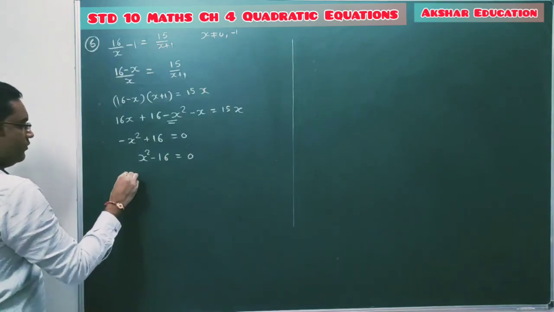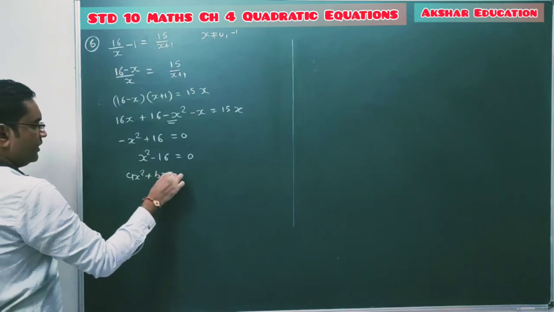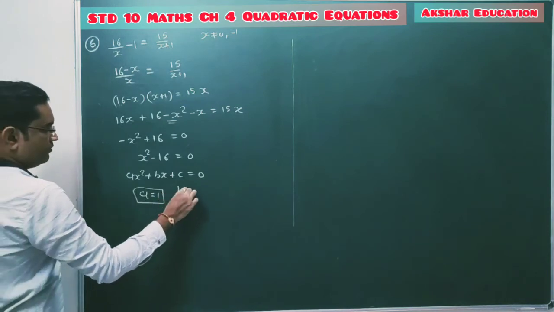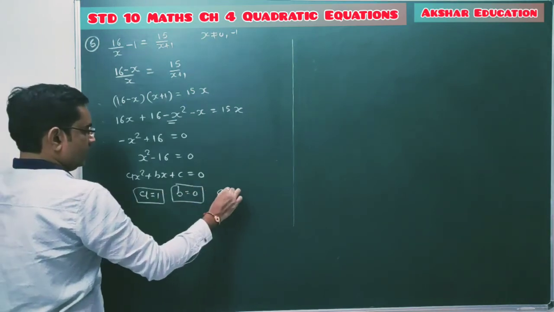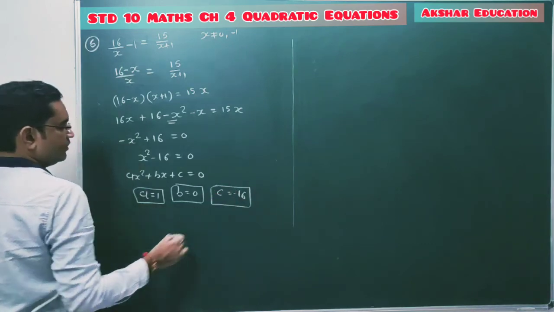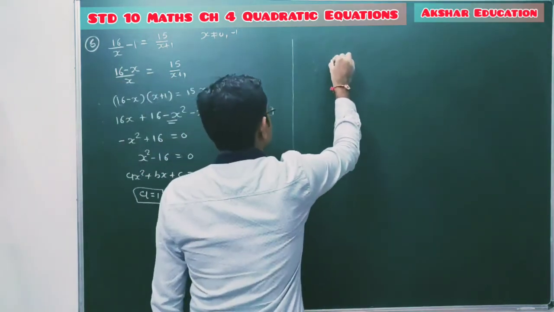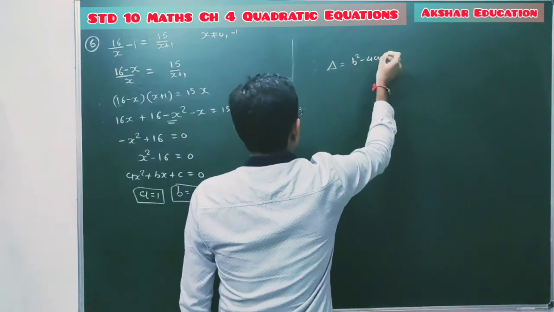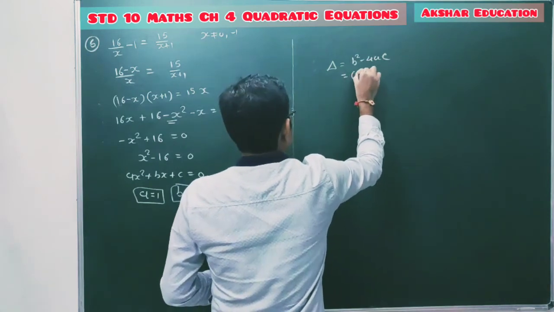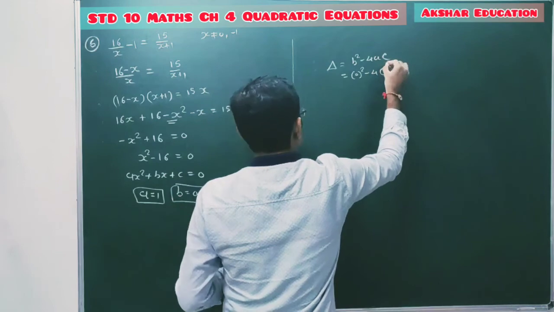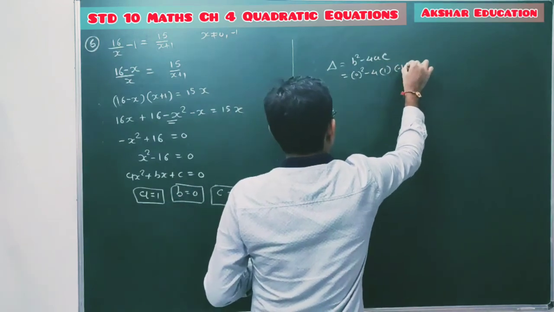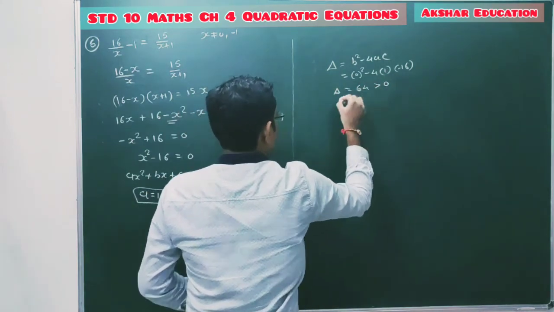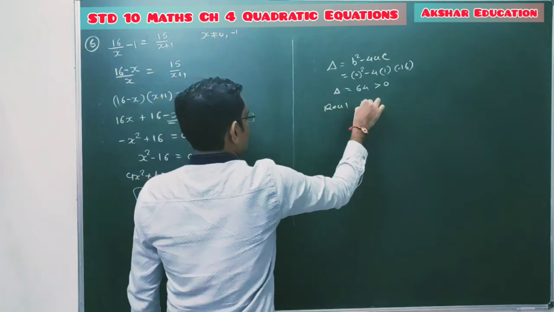So compare this equation with standard form, ax square plus bx plus c equal to 0. So here value of a is 1, b equal to 0 and c equal to minus 16. So first we have to find the value of discriminant delta. So delta is b square minus 4ac. So b square 0, 0 square minus 4 into a is 1 and c is minus 16. So delta is 16 fours are 64, which is greater than 0. So we can say that real roots exist.